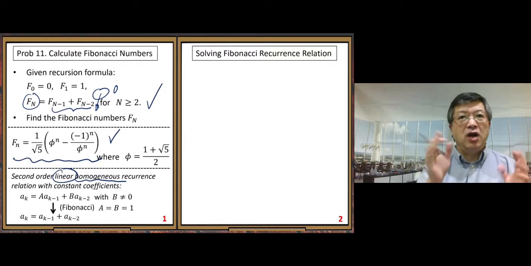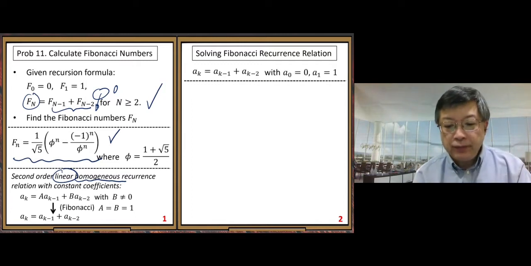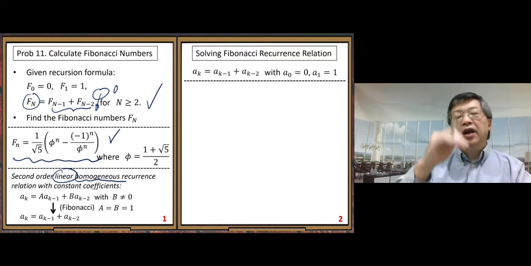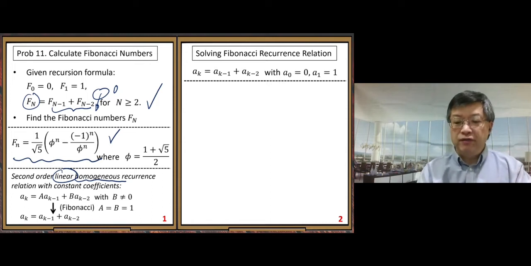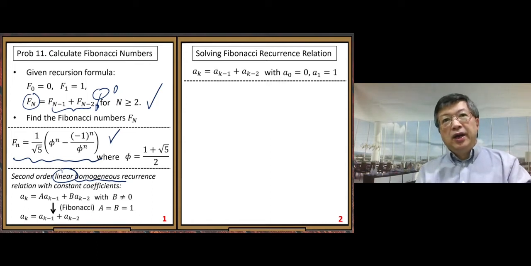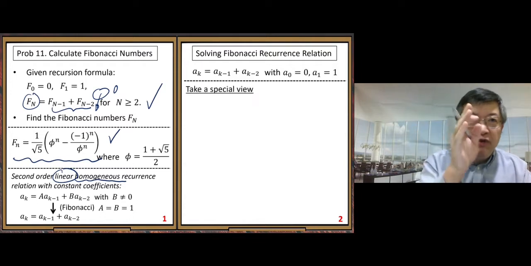All right, so let's start. This is the current linear homogeneous second order recurrence relation we need to solve. First, now let us take a special view.